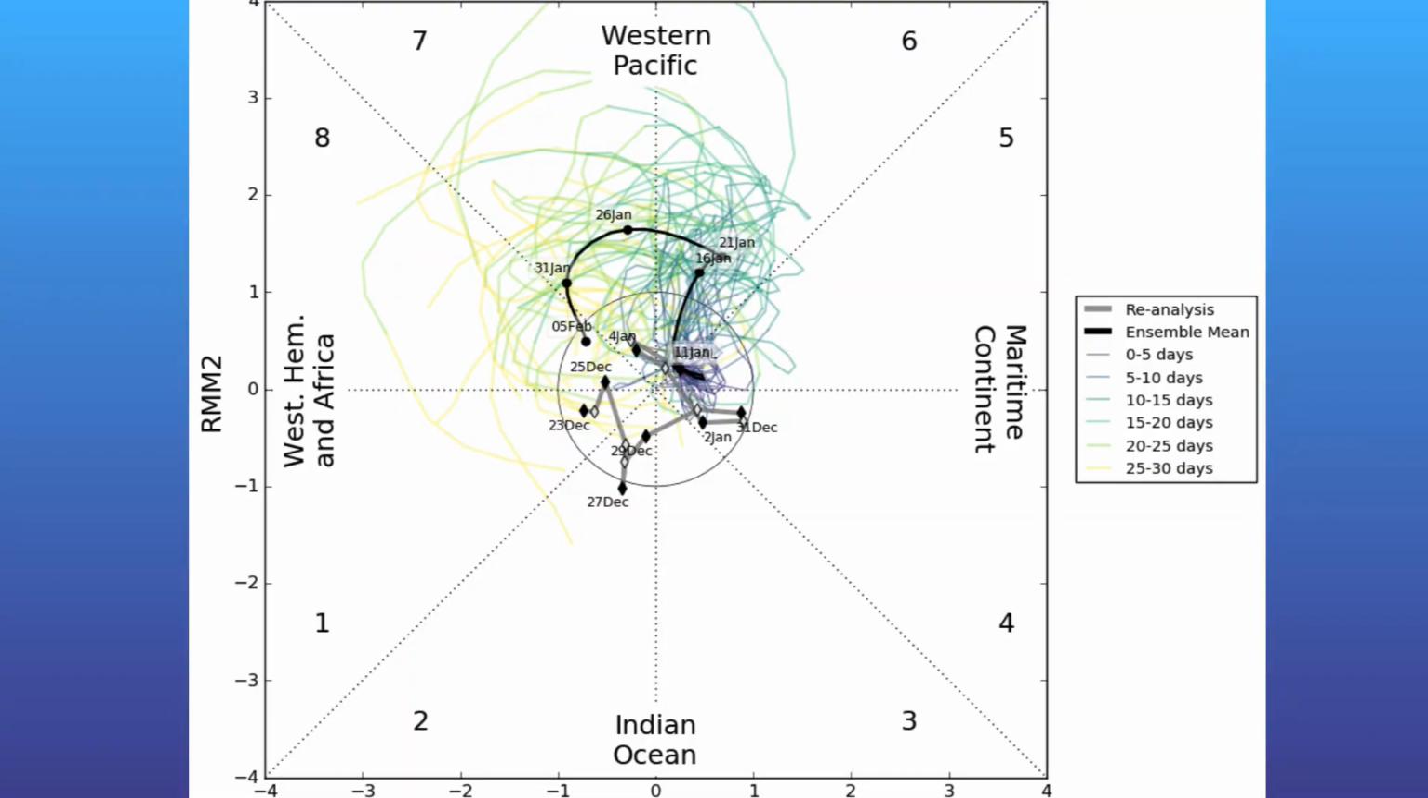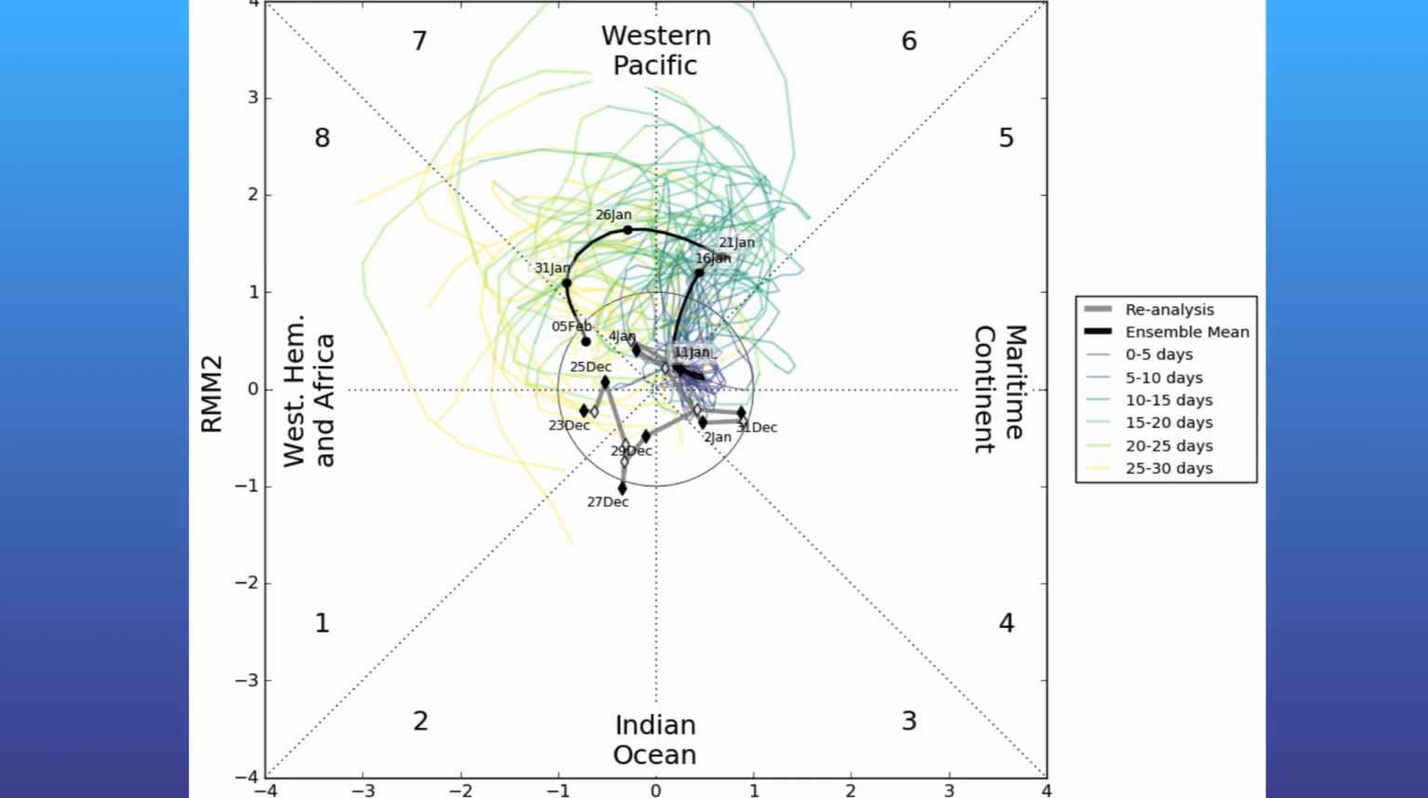To understand the state of the MJO, we use a specific tool called a phase diagram. At first glance, this looks like a confusing web of lines, but it is governed by 3 fundamental rules. First, the circular chart represents the entire globe, divided into 8 numbered phases.